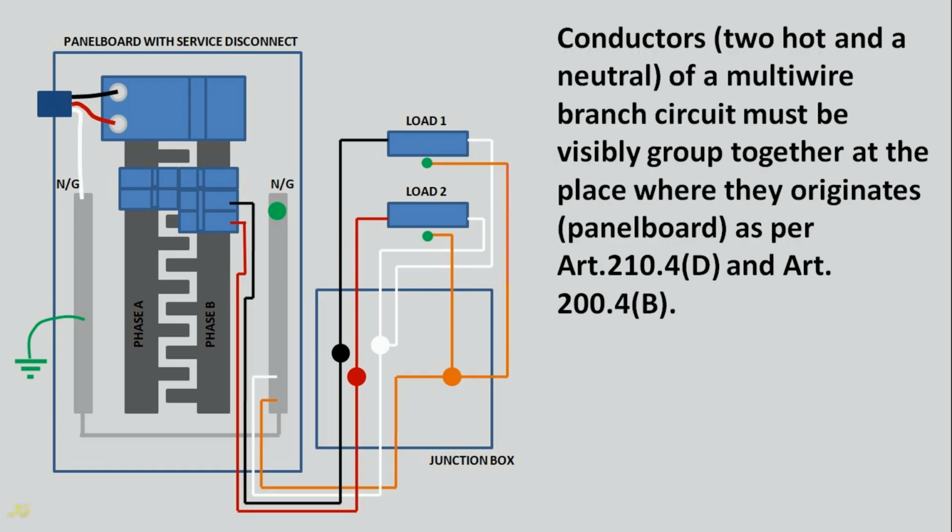Conductors, two hot and a neutral, of a multiwire branch circuit must be visibly grouped together at the place where they originate, panel board, as per Article 210.4(D) and Article 200.4(B).